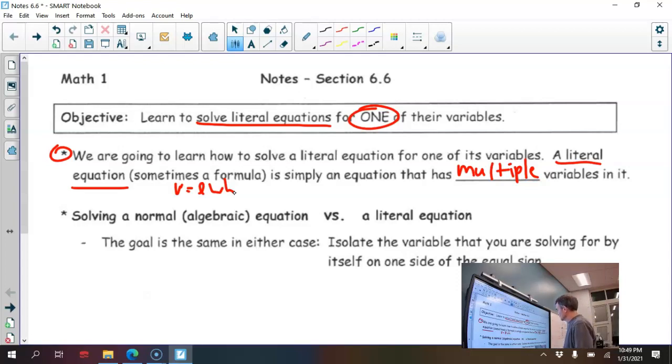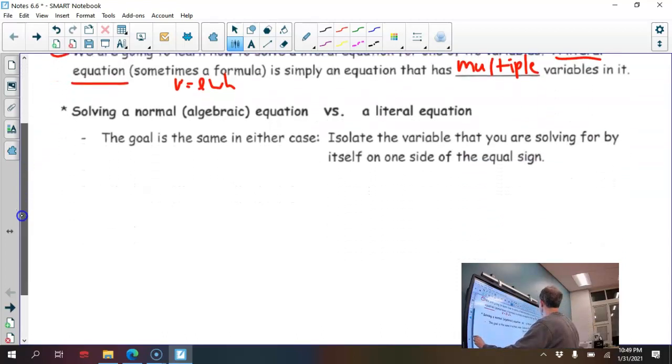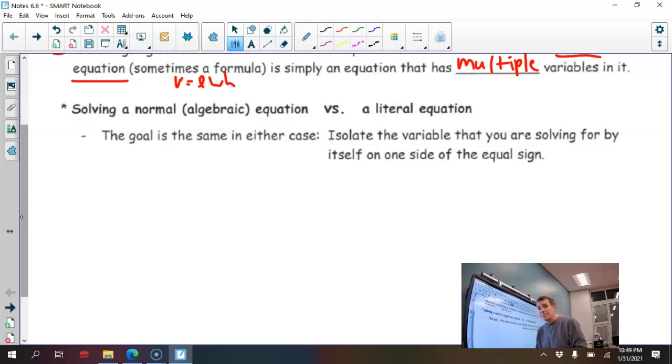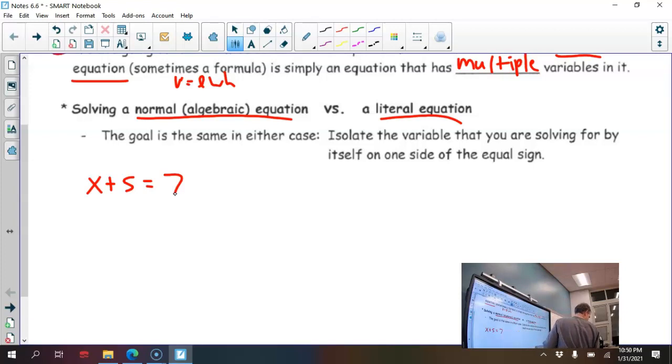All right. The first thing I want to point out here is this is not that hard to do, although there's some tricky situations. I want to compare this to solving a normal algebraic equation versus a literal equation. So I start with something like this. X plus 5 equals 7. And over here, maybe I have something like x plus p equals q. So on the left, I have an algebraic equation, a typical one, very easy to solve. And on the right, I have a literal equation.